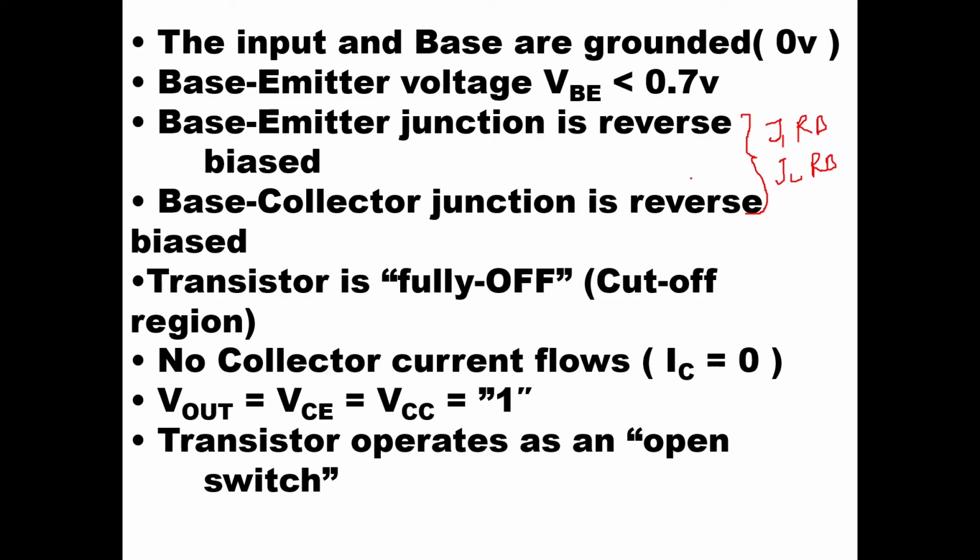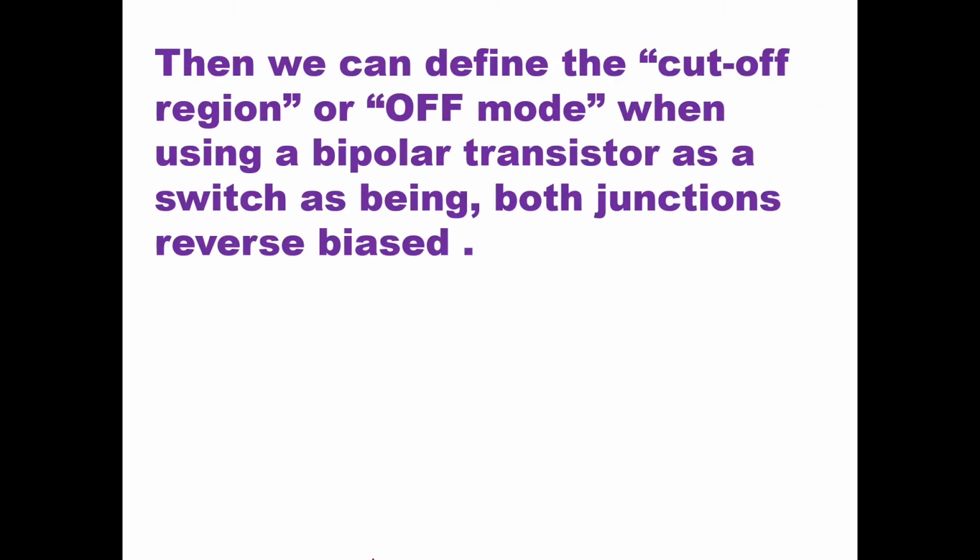It is cut off. No collector current flows. IC is equal to 0. So here you can see IC is equal to 0, and then Vout is equal to VCE is equal to VCC, which is 1. Okay, the transistor operates as an open switch. These are the conditions that take place when the transistor is acting as an open switch. Clear?